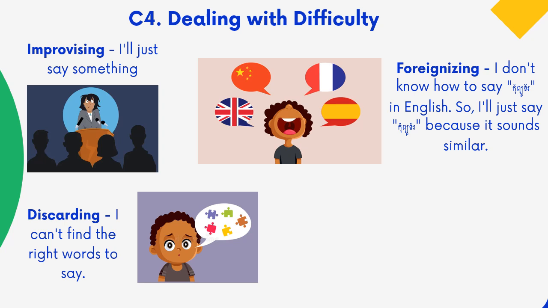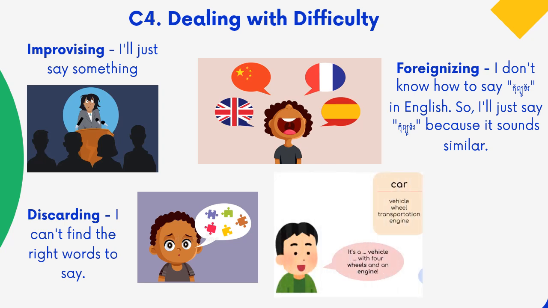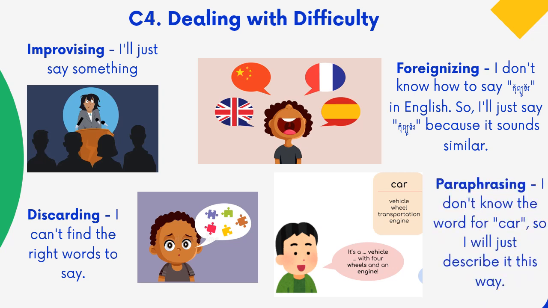Paraphrasing. When we don't know the word, we might explain the idea in another way. For example, instead of saying toothbrush, we might say something for cleaning my teeth. Do you have something that I can use to clean my teeth? Instead of saying, do you have a toothbrush? Because you don't know the word toothbrush. So you paraphrase the word toothbrush by breaking it down into an actual description of a toothbrush.